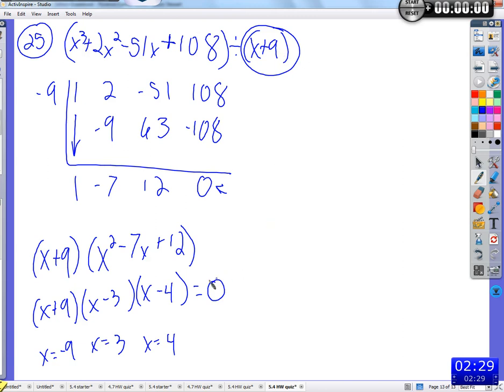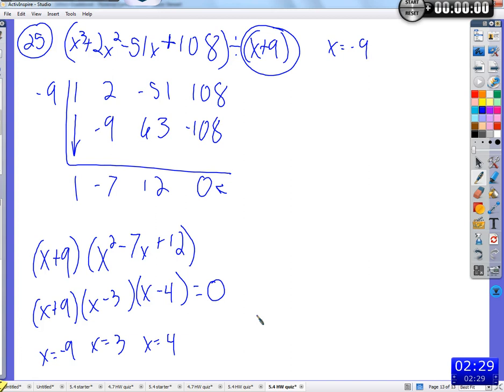Well, if x plus 9 turns out to be a factor, I can set that factor equal to 0 and solve and get x equals negative 9. From the very beginning, if I told you that x plus 9 was a factor, then what could you say about negative 9? It's a solution to this equation, yeah, it equals 0.